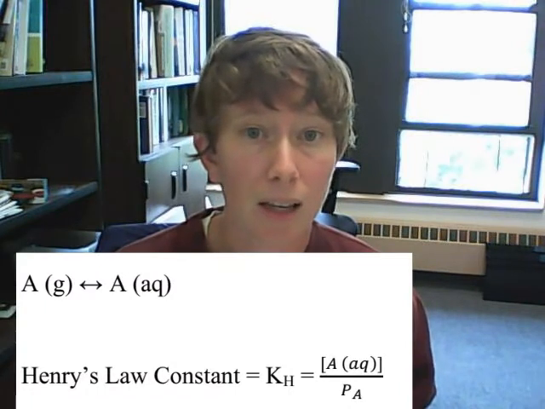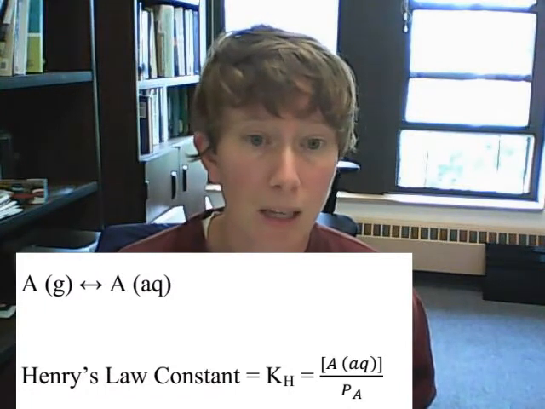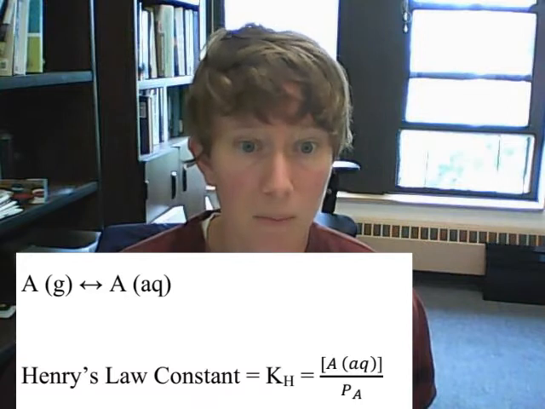While equilibrium constant is a generic term that can be applied to a multitude of situations, these constants have specialized names when they're used in specific different situations. For example, Henry's law describes equilibrium between a gas in the vapor phase and a gas dissolved in water. So here we have some chemical A in equilibrium between the gas and the aqueous phase.